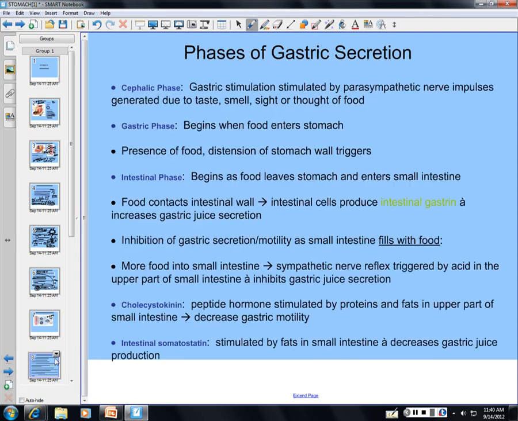All right. What are the phases of gastric secretion? There are three phases: cephalic phase, gastric phase, intestinal phase. Cephalic phase, is also called the reflex phase, and for a reason.